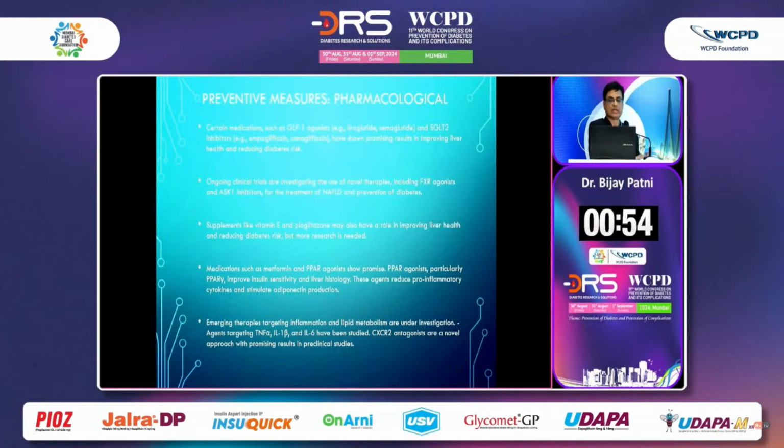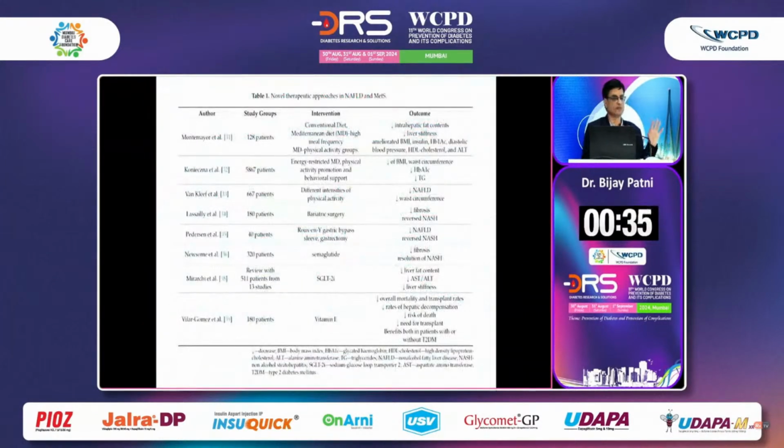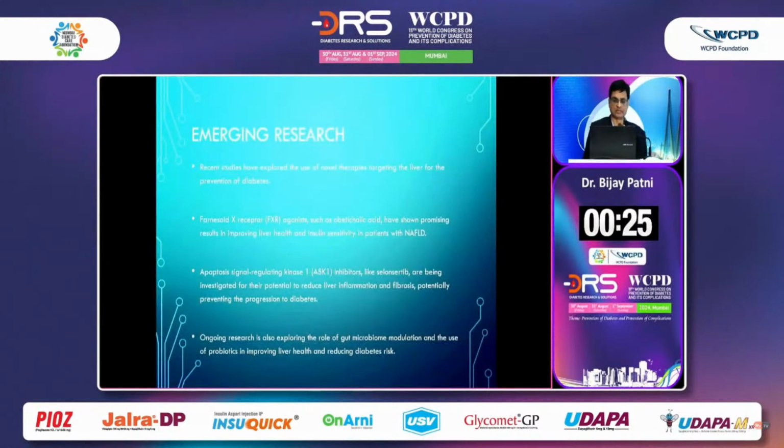Emerging therapies targeting inflammation and lipid metabolism are under investigation. Agents targeting TNF-alpha, interleukin 1 beta and interleukin 6 have been studied. CXCR2 antagonists are also a novel approach. So these are the emerging therapies which probably will help us to manage liver health, and these are the various therapeutic approaches in NAFLD. The emerging research is all around these newer molecules, and anti-inflammatory molecules are very important.